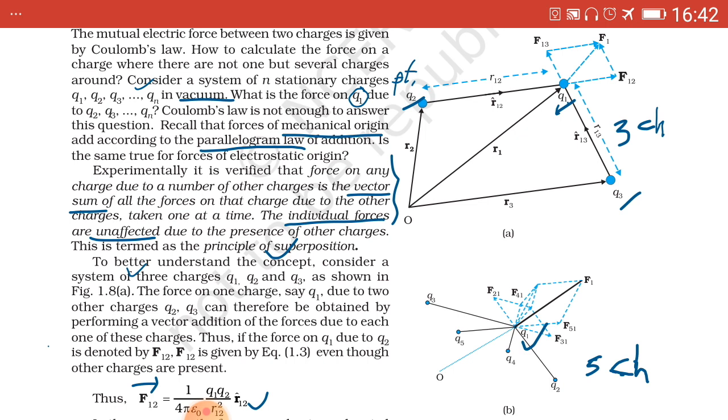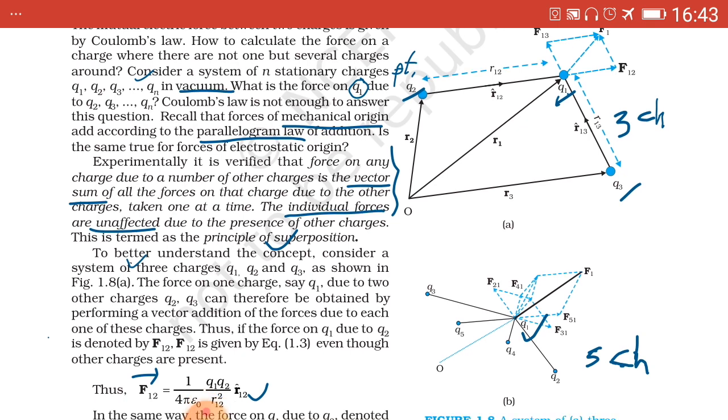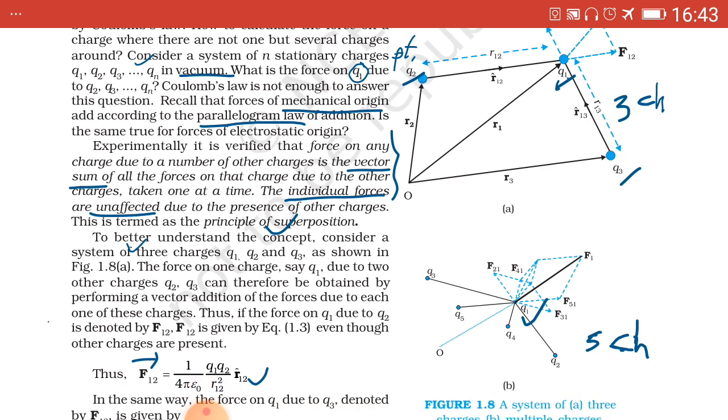First example, we consider a system of three charges Q1, Q2 and Q3 as shown in figure A given besides. The force on charge Q1, say, due to other two charges Q2 and Q3 can be obtained by vector addition of the forces due to each one of these charges.